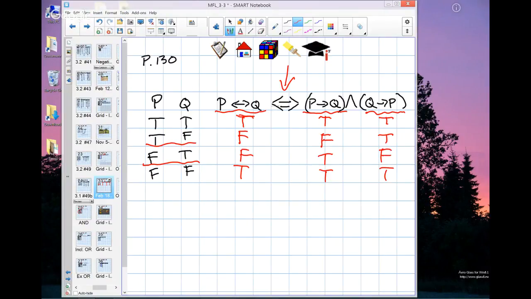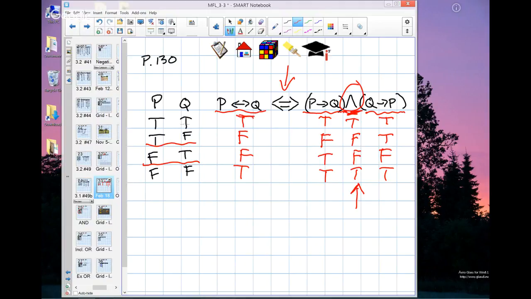Okay, we're almost done on the right side. Now we need to do this guy. We need to connect them with the AND operator. And the AND operator was what? Only true when they're both true. So this line, they're both true. This line, they're not both true. This line, they're not both true. This line, they are both true.